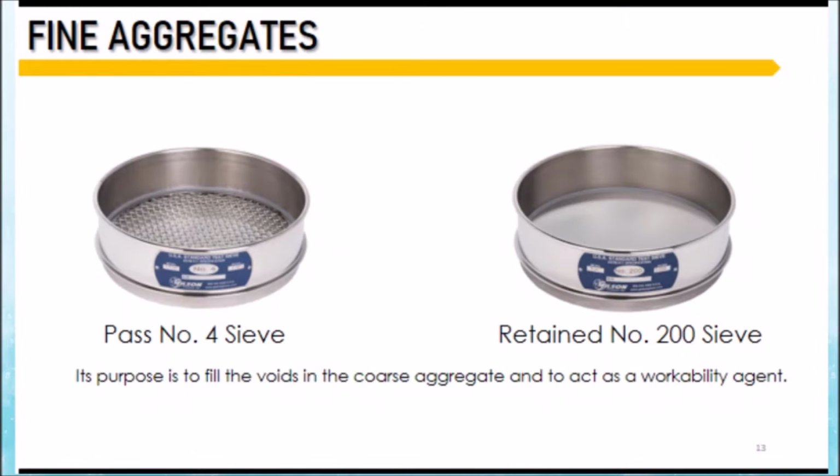Now, let's get to know more about fine aggregates. In general, these are materials that pass Sieve number 4 and will, for the most part, be retained on Sieve number 200. Again, its purpose is to fill the voids in the coarse aggregate and to act as a workability agent. Yung mga fine aggregates daw, dapat 100% mag-pass sa Sieve number 4 and possibly yung karamihan ay ma-retain sa Sieve number 8, 16, 30, 40, 50, 100 until 200.